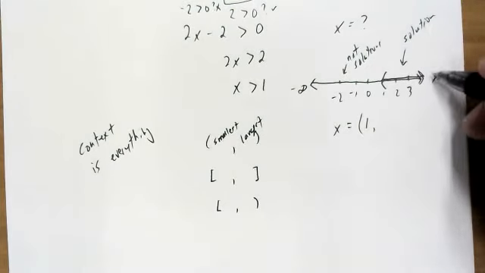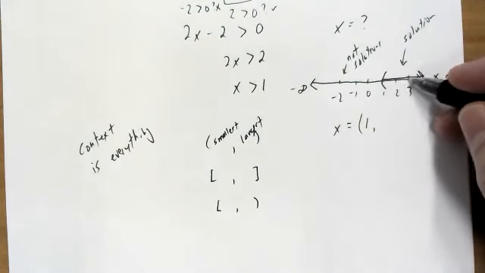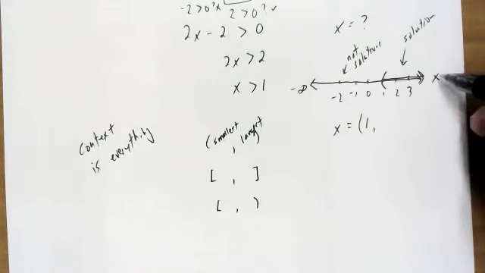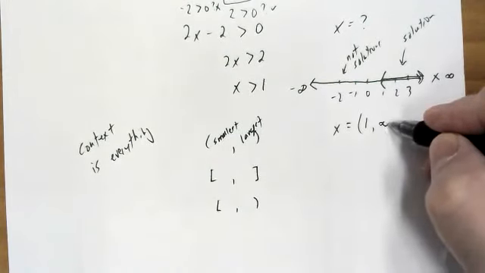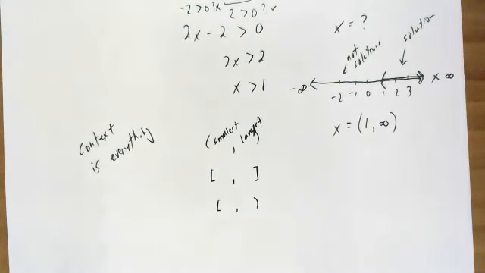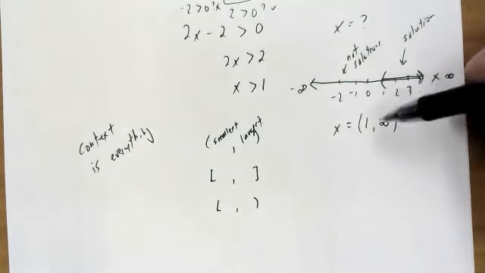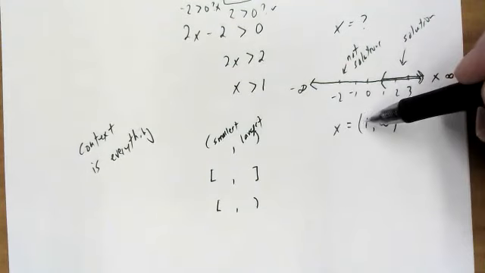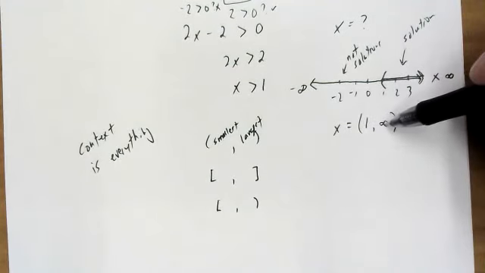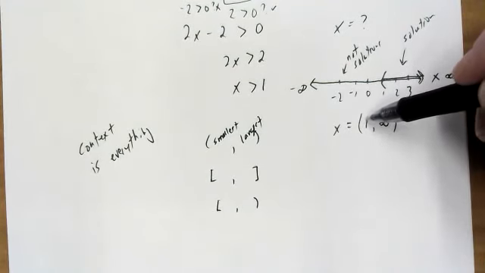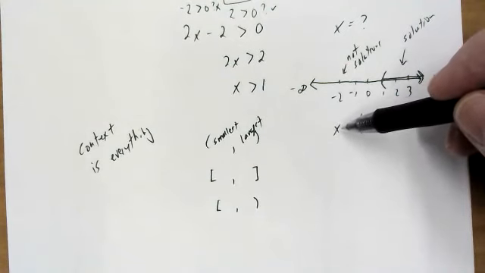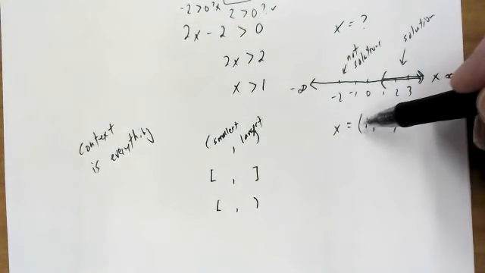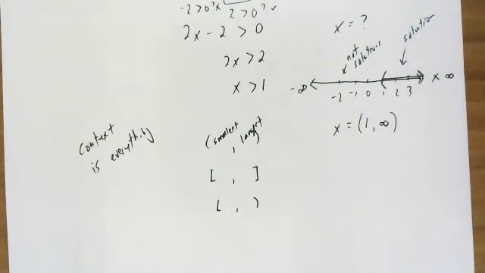And then what's the largest value? If I think about this graph here, how far to the right does this go? Well, because it keeps on going forever, actually, the interval would be x is from 1 to infinity. 1, not including 1. A good way to say it is the solution is x is greater than 1 to infinity.